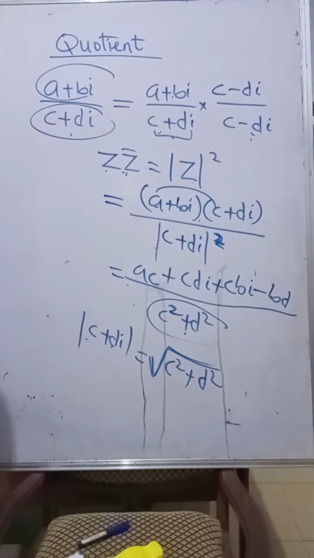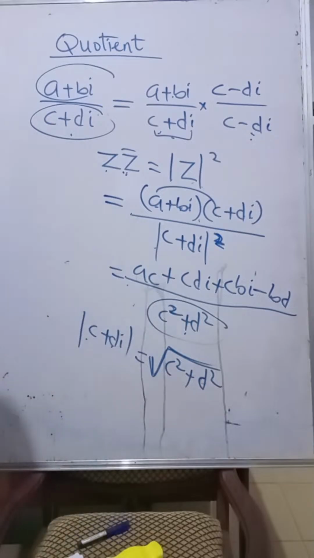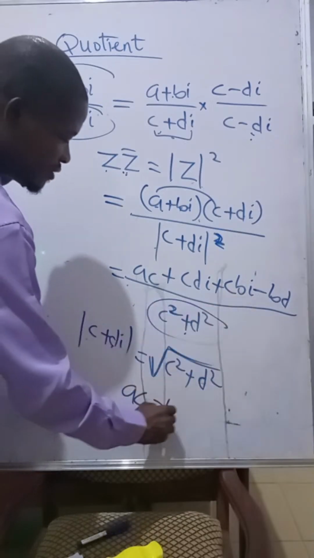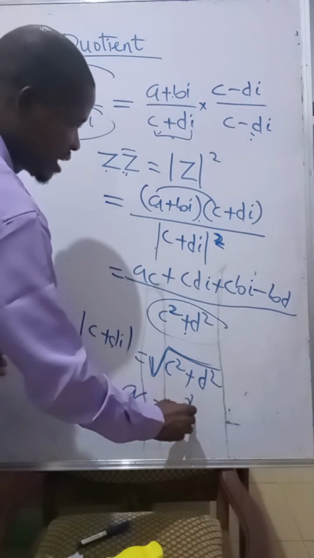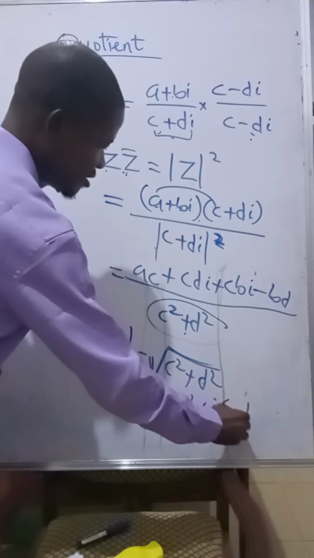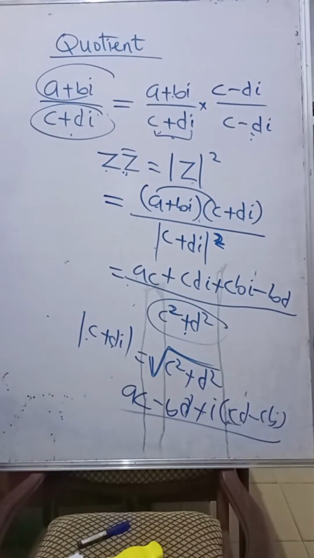So the next thing you can do is to factorize this i, and that will be equal to ac minus bd, then plus i into brackets cd minus cb, all over the denominator. So that's that.